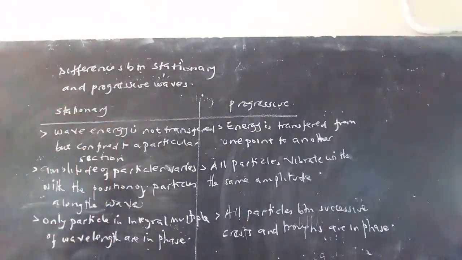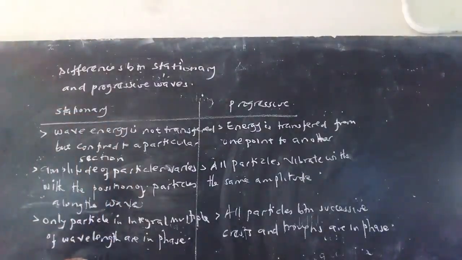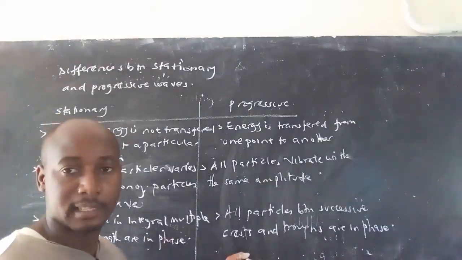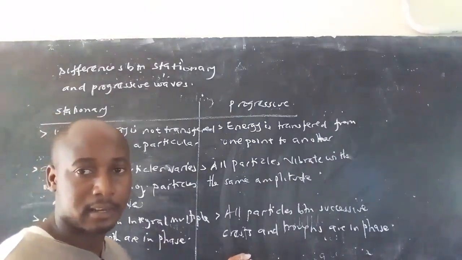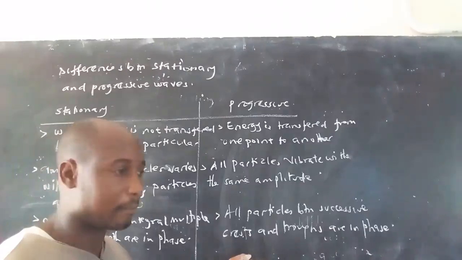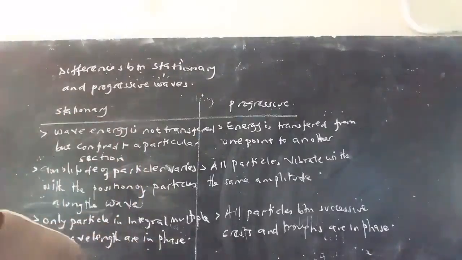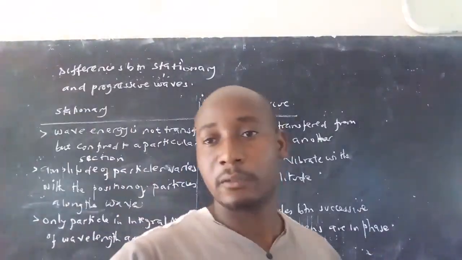Or we can say that the distance between two successive particles in phase is lambda over 2 here, and here the distance between two successive particles in phase is lambda. So I think with that, we can first pause there.